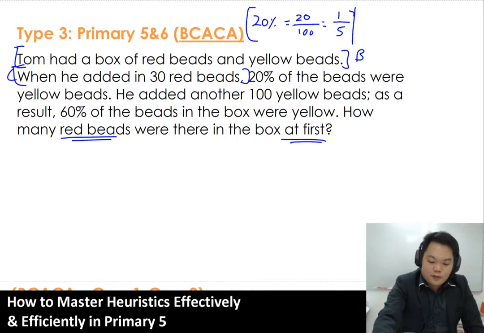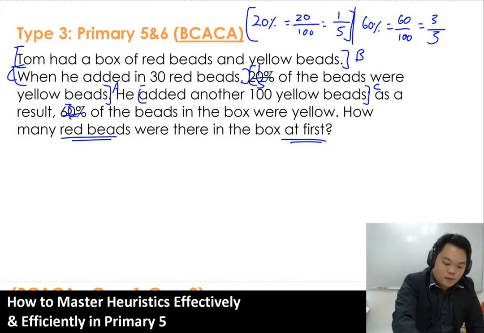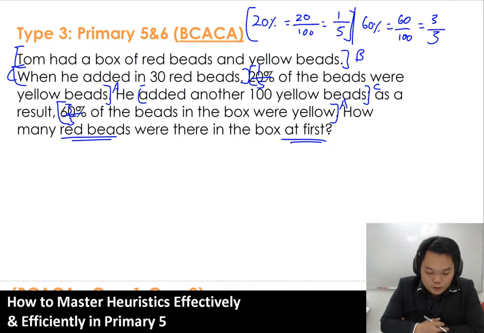After they've learned percentages, they can go by the definition. So change this to 1/5 of the beads were yellow. So this is your after. Added in another 100 yellow beads. This is the change. Now as a result, 60%, which is 60 out of 100 by definition, simplifies down to 3 out of 5. 3/5 of the beads in the box were yellow. How many red beads were there in the box at first?